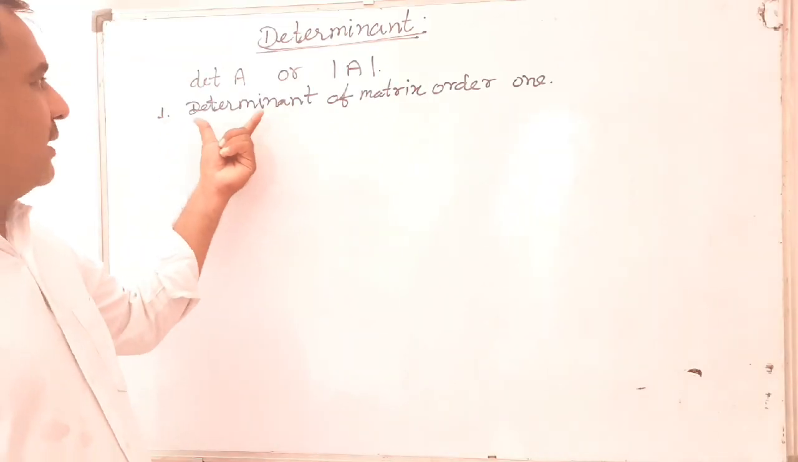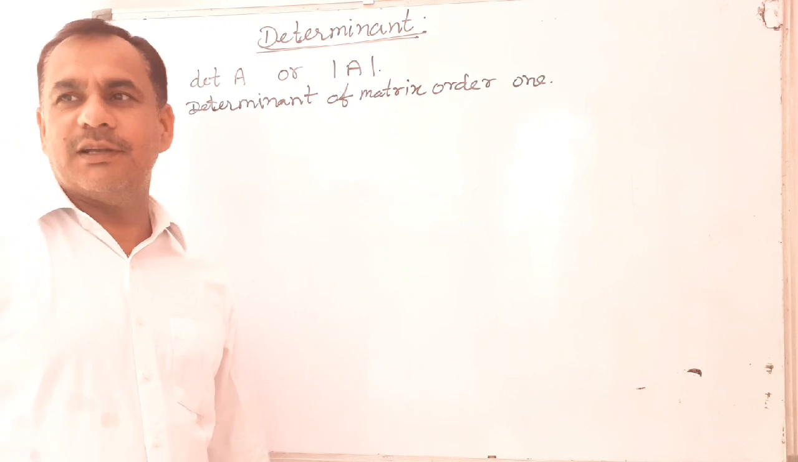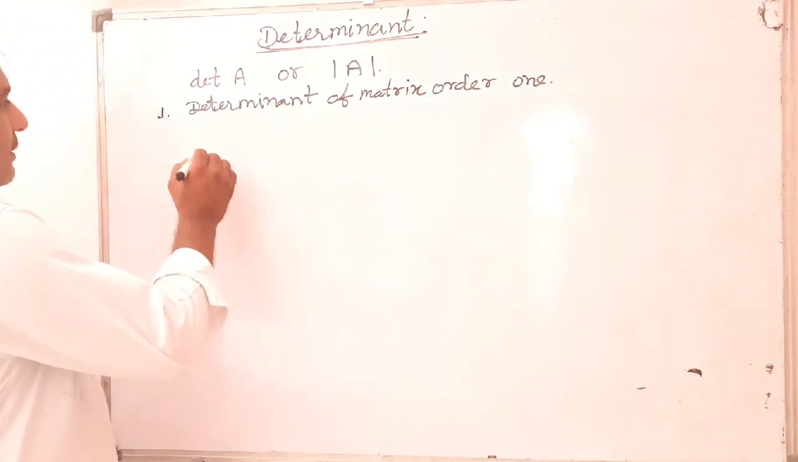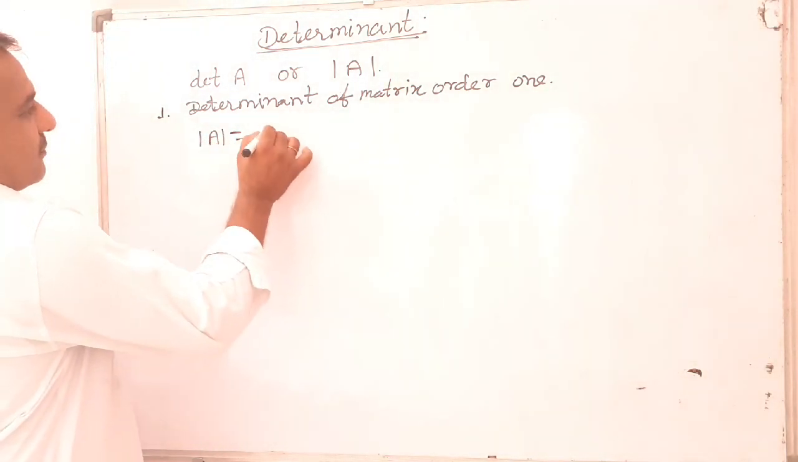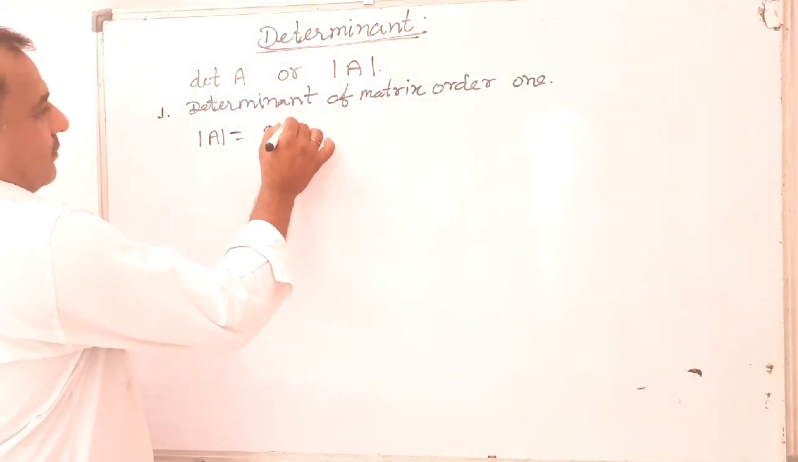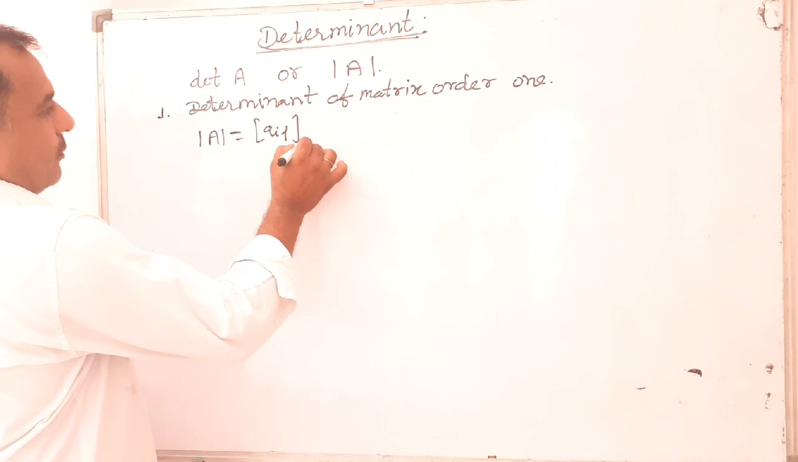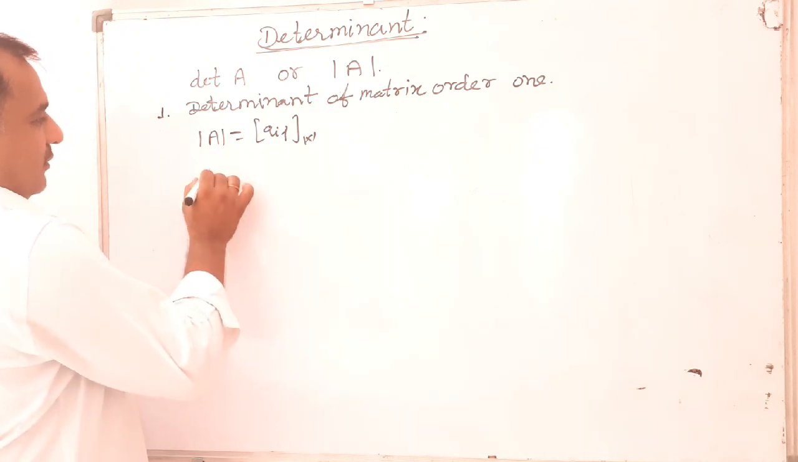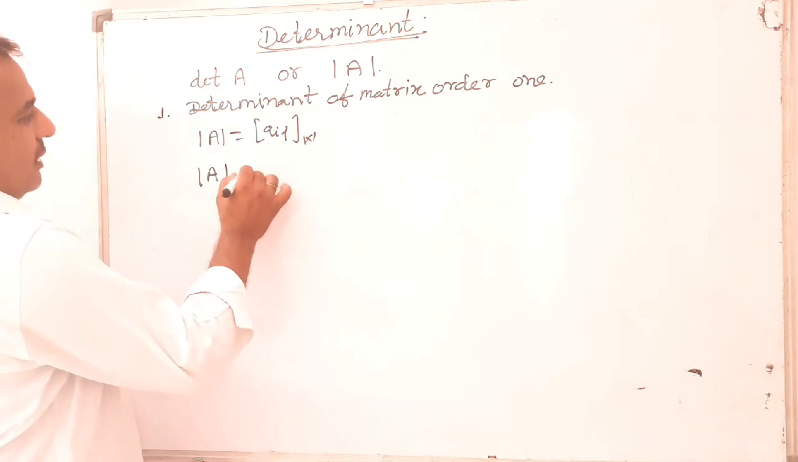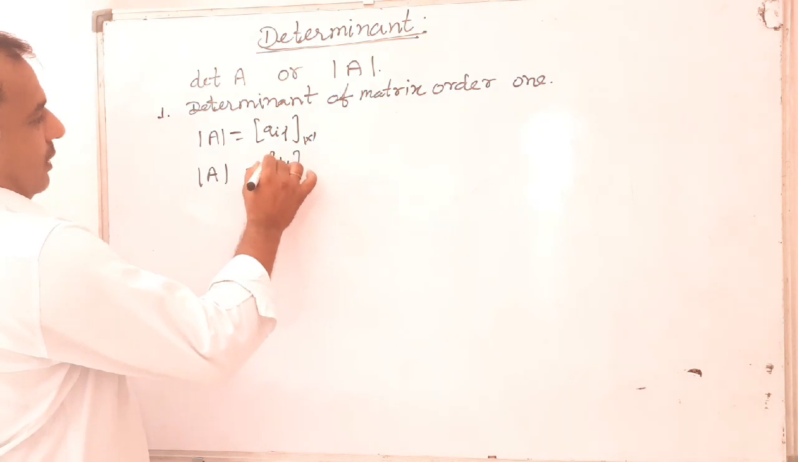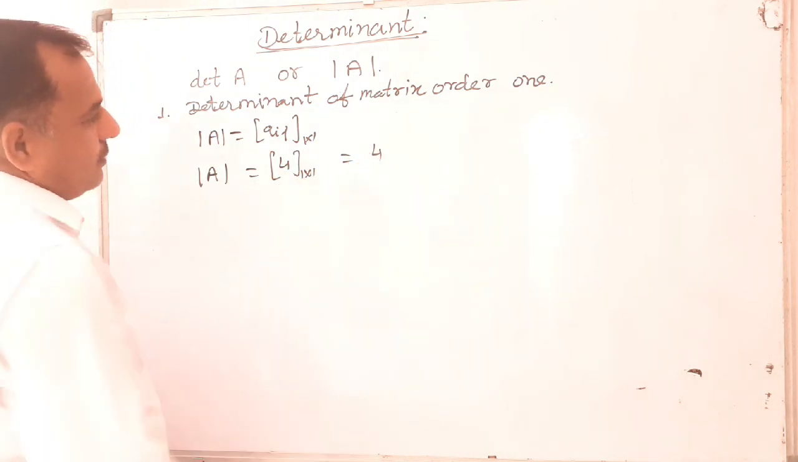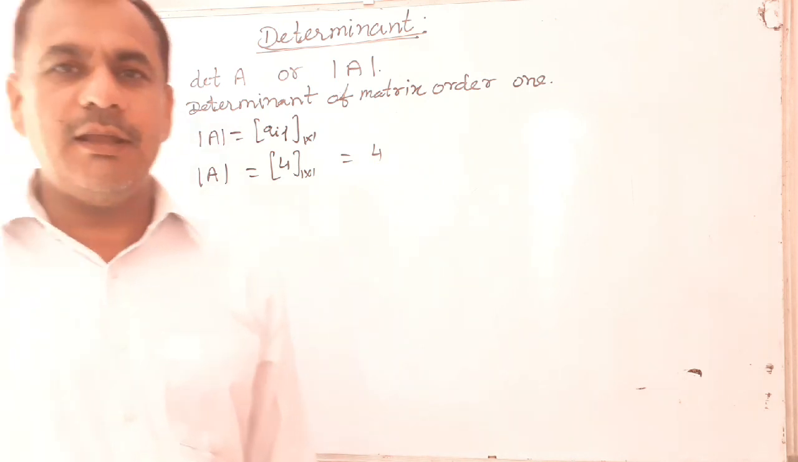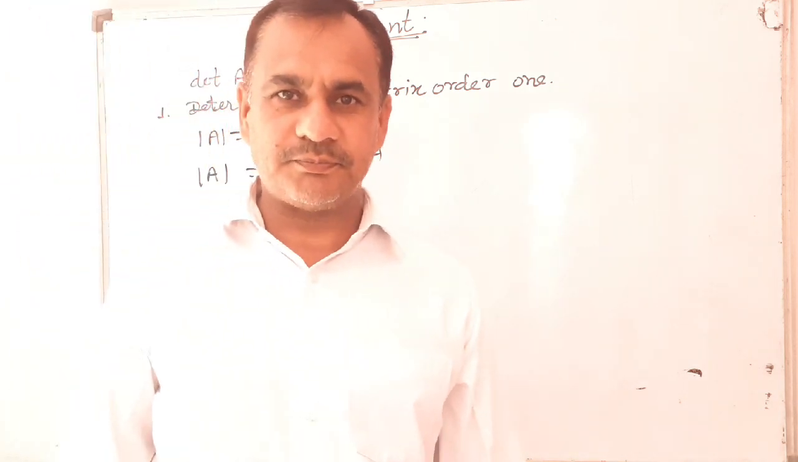First of all, the determinant of a matrix of order 1. Determinant of [Aij] of order 1 by 1. Suppose determinant A equals 4, order 1 equals 4. Every determinant has a fixed value.